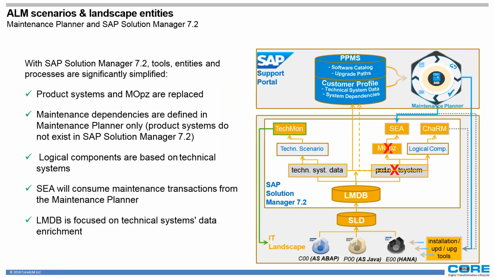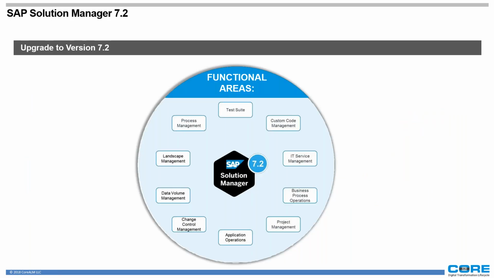And as we can see here, Maintenance Optimizer does not exist anymore. The product systems and Maintenance Optimizer are replaced, and you do the definition in the Maintenance Planner on the cloud. So at least our experience has been that this is very useful. It's been a very useful tool, and we can go through that process much quicker.